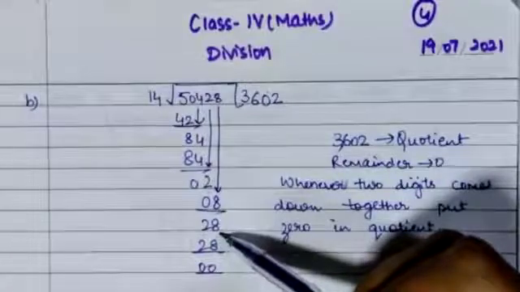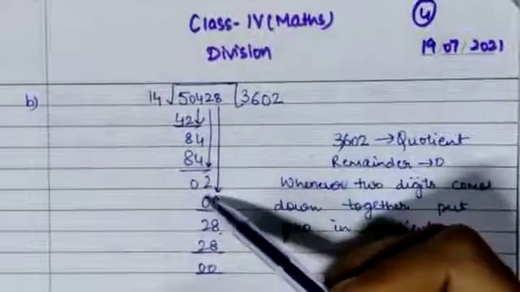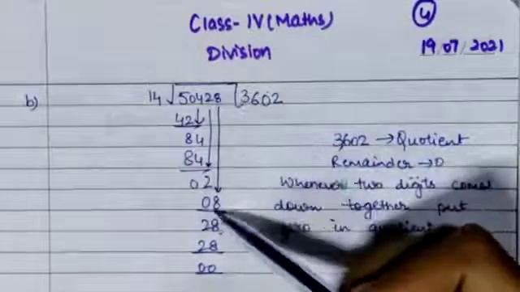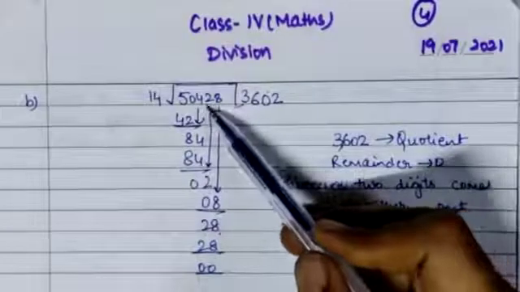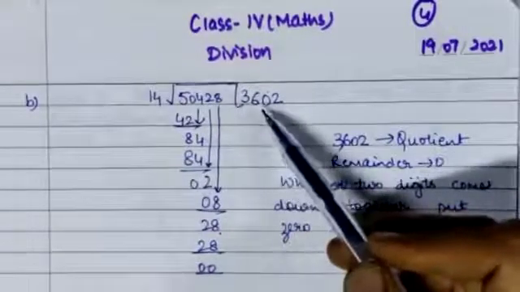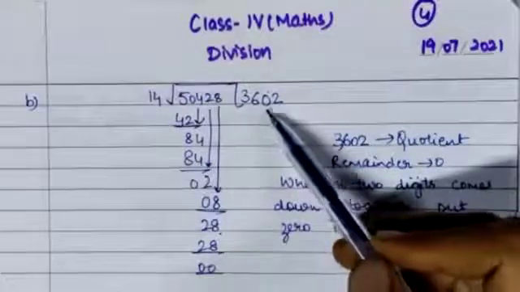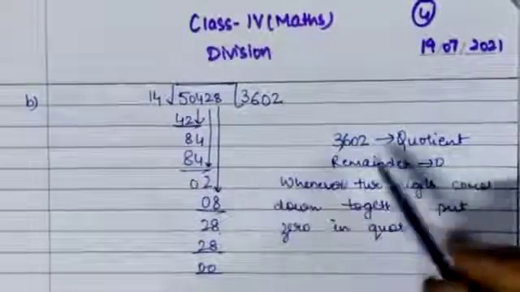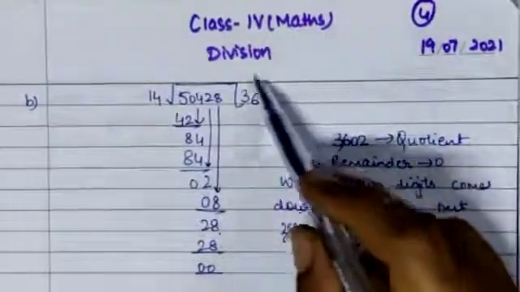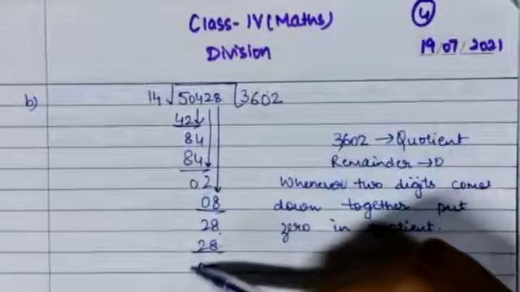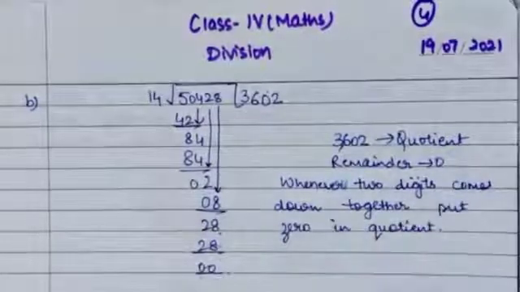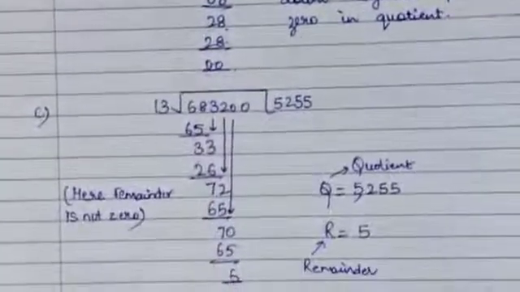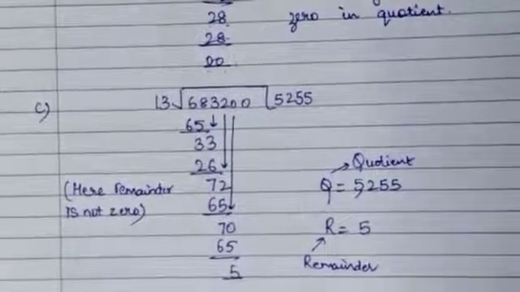You can do it in another way, like 2 comes down. Now we cannot divide it, so 8 will also come down. And whenever the 2 digits come together, we always put 0 in the quotient. So 14 into 2 is 28. So what is the quotient now? This is your quotient, and whatever we are getting here, this is your remainder. Clear?